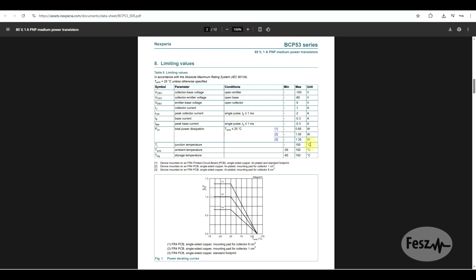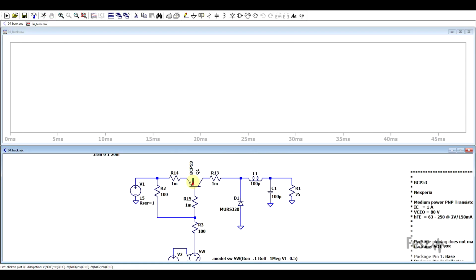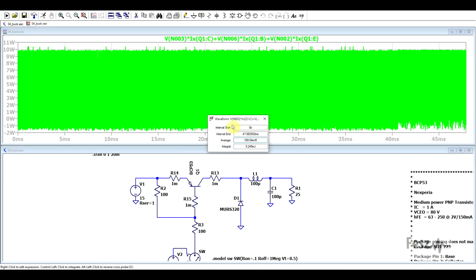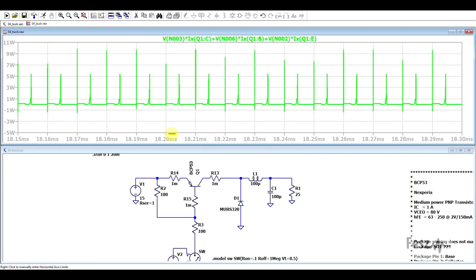according to the datasheet. But in this specific application, if we run the circuit, we can extract the power dissipation and observe that while the average is around 110 milliwatts, so well within the acceptable range, if we zoom in to the simulation results, we can observe that we are getting power dissipation peaks of around 10 watts. So is this peak power problematic or not?